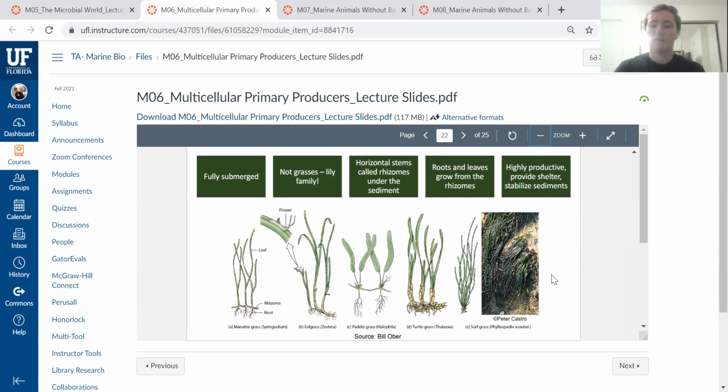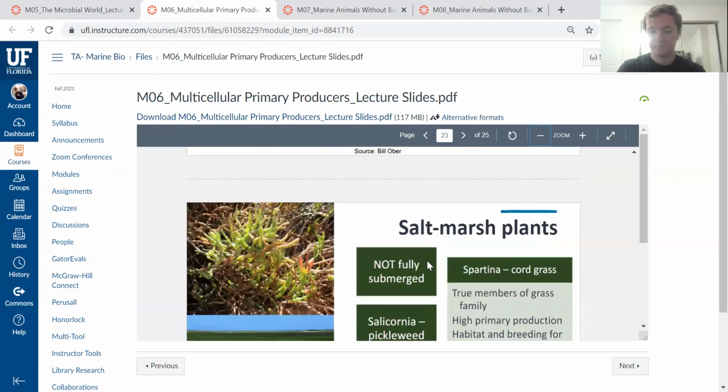And they're very productive, and they're also a very, very important nursery habitat for a lot of species. So think about a mangrove forest. We commonly associate those, as we talked about last lecture as well, with the fungi, that they are very important to have in a nursery setting. Seagrasses are the same way. They're very, very important nursery habitats for many fish.